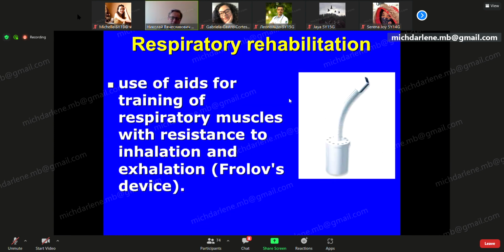In this picture is a special device, not digital, a mechanical device for training of respiratory muscles with resistance to inhalation and exhalation, in both directions. It is called Frolov's device. It was a medical specialist who suggested this construction for the readaptation and rehabilitation of patients with respiratory disorders after pneumonia, for patients with bronchial asthma, after lung tuberculosis, and of course, for patients with COPD.